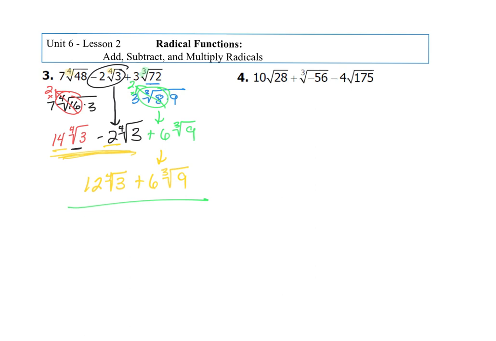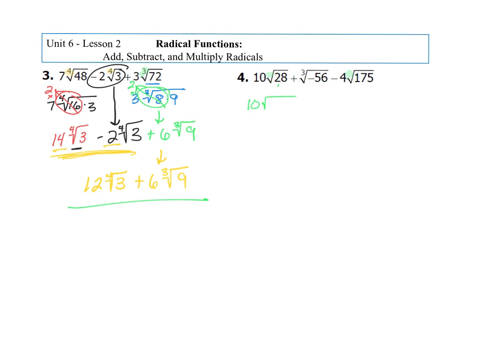Okay, number 4. We have 10 square root of 28 plus the cube root of negative 56 minus 4 square root of 175. Okay, the two that have potential to be like terms are the two with no index. They're both square roots. So those are the only two that could eventually be put together. So we're dealing with square roots. So we're going to break down our 28 here. This would be 10 square root of what?